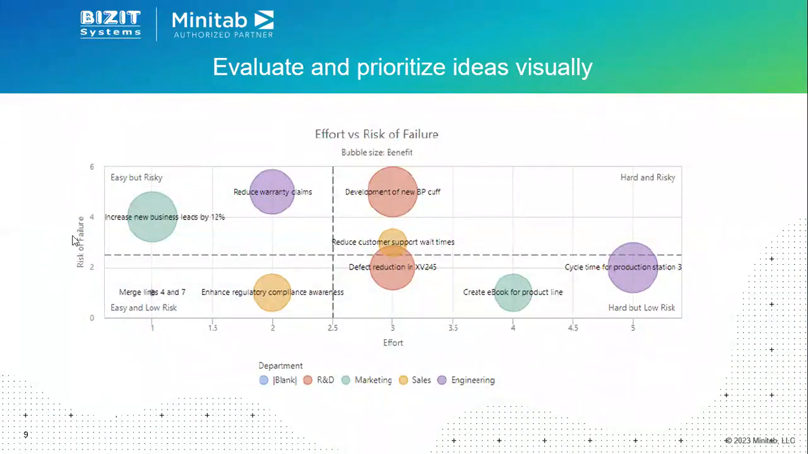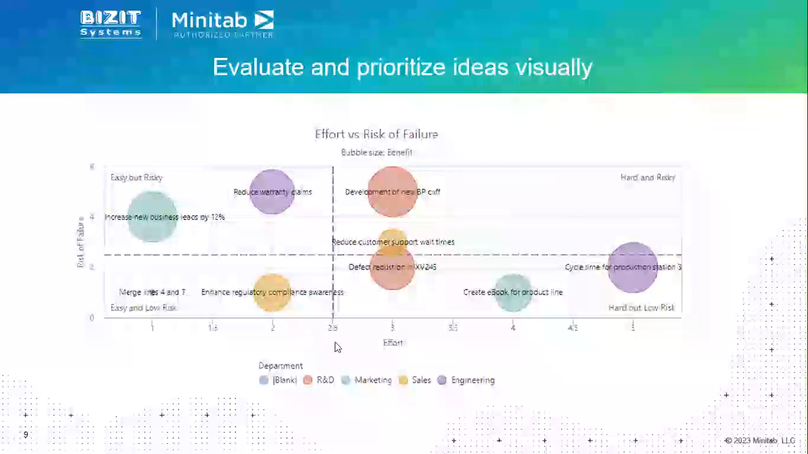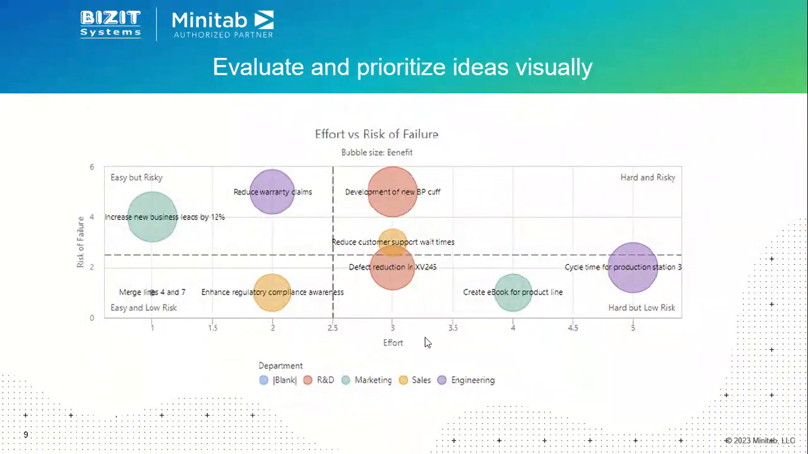They have the risk of failure, and they have the effort. For the color coding, they provide you some color codes, and different departments have different color codes. Maybe the biggest one, reduce warranty claim, will be the lower effort, but you need to consider the risk of failure for this one. This is the idea before you approve it or reject it.